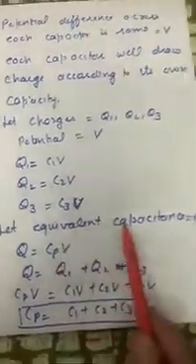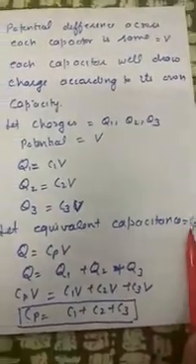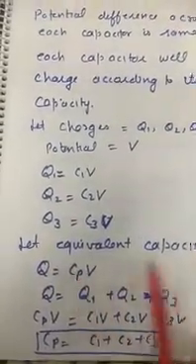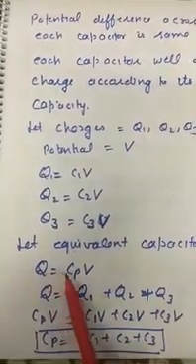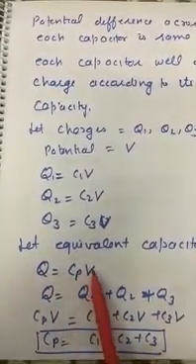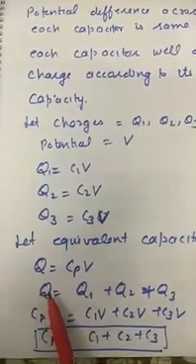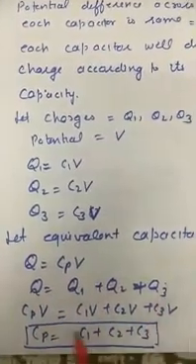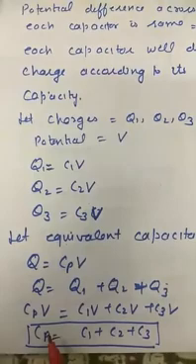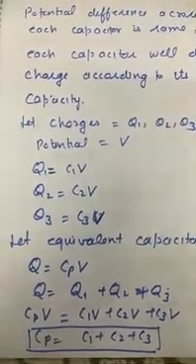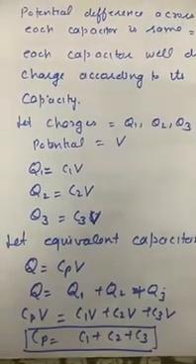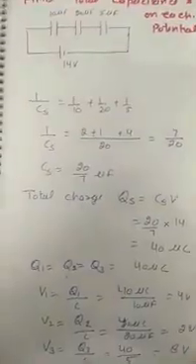Let the equivalent capacitance of the three be CP. So what is the total charge? Q is equal to total capacity into total potential, and the total charge is also equal to the sum of the charges on each, and by putting in the formula we can find the equivalent capacitance in parallel combination: CP is equal to C1 plus C2 plus C3. Let's take the example of one numerical.